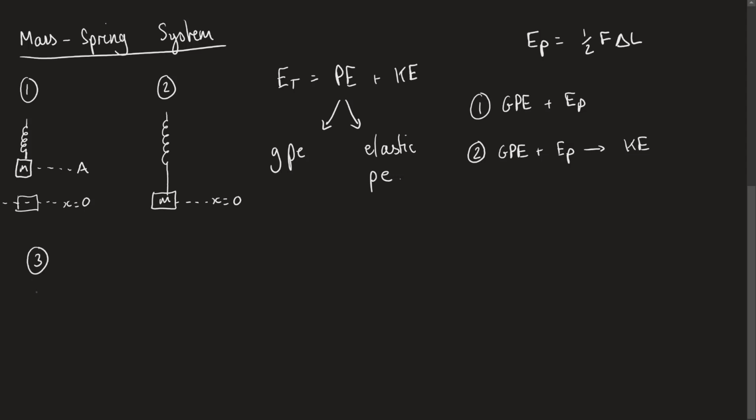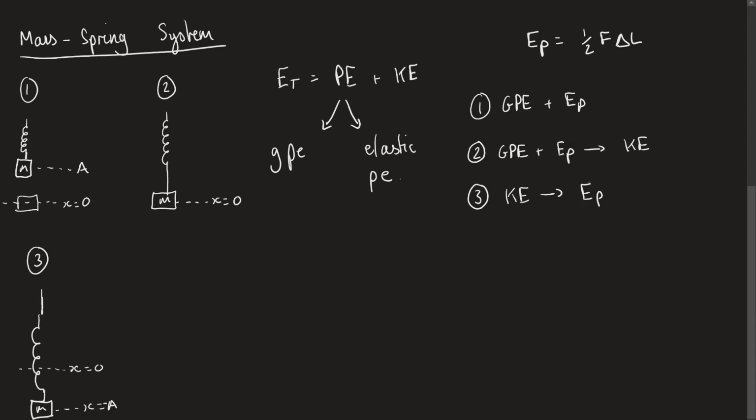Position 3 then is where we get back to the lowest position. So let's say this is the equilibrium point, this is x equals 0. We're actually going to have something that's extended down to the very bottom. So this is the mass m at x equals a, or minus a. Now position 3, we're going to say we have no gravitational potential energy at this point, but we have full elastic potential energy. So the kinetic energy has now transferred to elastic potential energy because this is fully stretched.